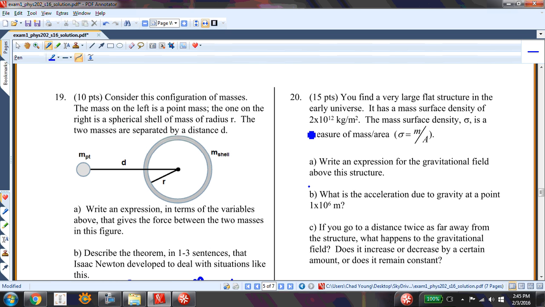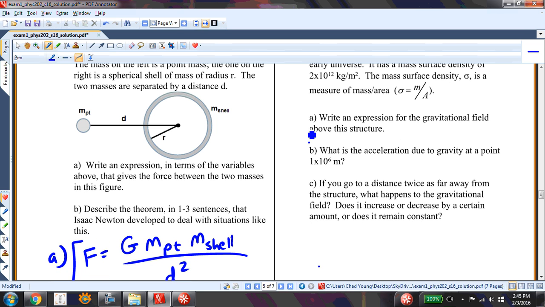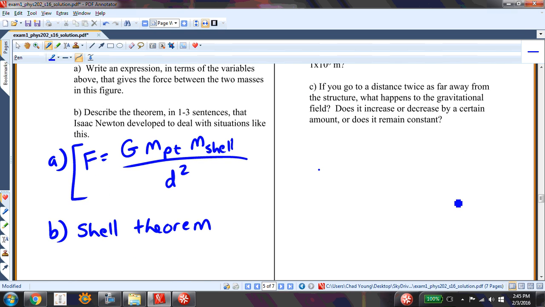All right, so let's look at this. You find a very large flat structure in the early universe. You find that it has a mass density of 2 times 10 to the 12th kilograms per square meter. We haven't seen mass surface density yet, but I do define it here. It's just a measure of mass per area. I want you to write an expression for the gravitational field above this structure. What is the acceleration due to gravity at a point 1,000,000 meters above that structure? And then if you go a distance twice as far away, what is the gravitational field? Does it increase or decrease by a certain amount?